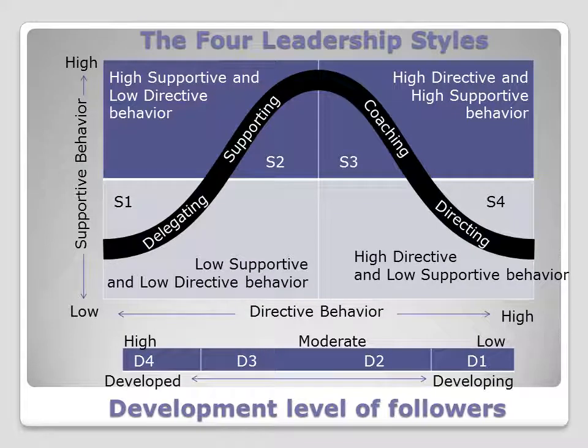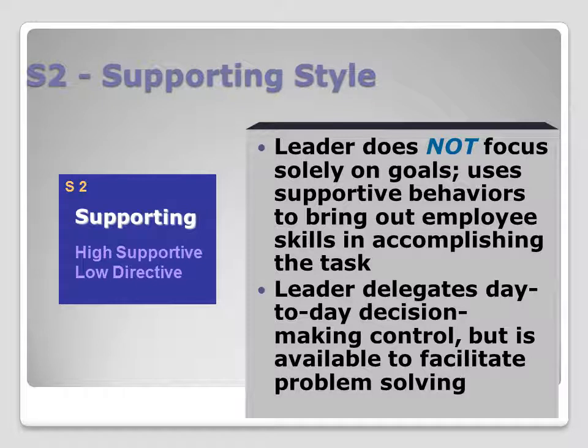The third leadership style in this situational approach to leadership is what's called supporting. High support, low directive. So in the supporting style, the leader does not focus solely on the goals. Hey, we've got to get things done. They know that the employee understands and has a high commitment or high competency in getting the task done. But they do need supportive behaviors. They need to motivate them to get things done. So they're trying to bring their skills out to accomplish the task. They know they're there, they just have to get them motivated to do them.